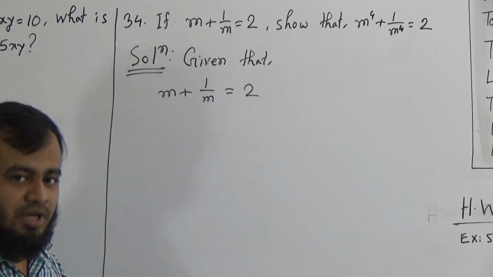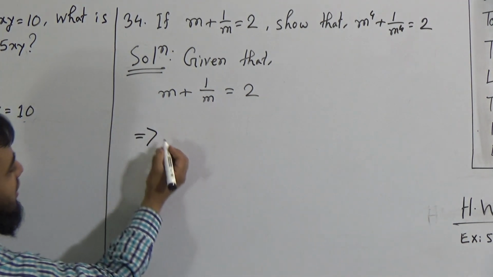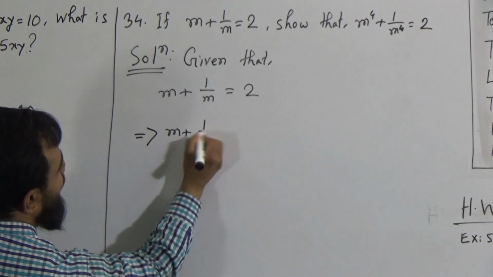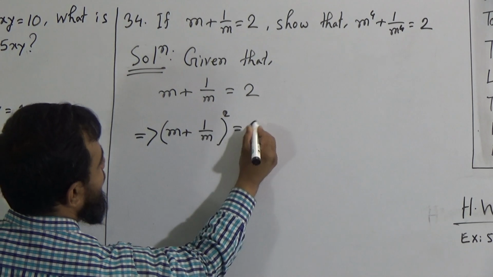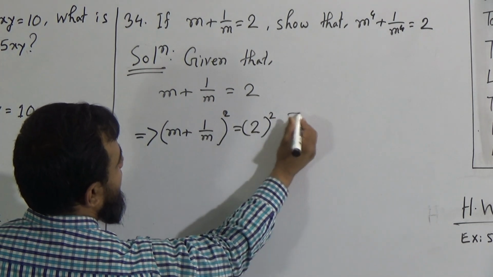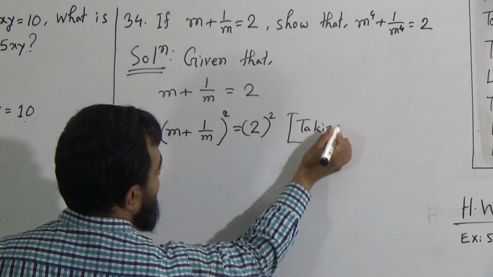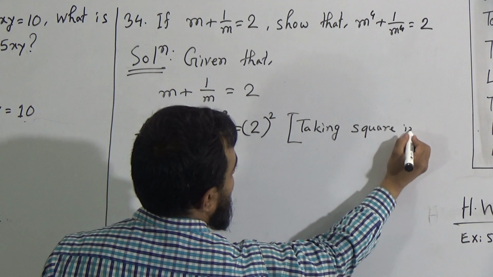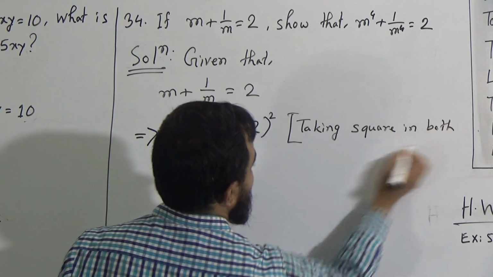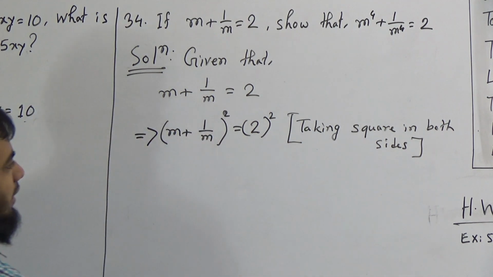First of all, take a square one time, on both sides of this equation. We will get m plus 1 by m whole square equal to 2 square. Write down the note: taking square in both sides.